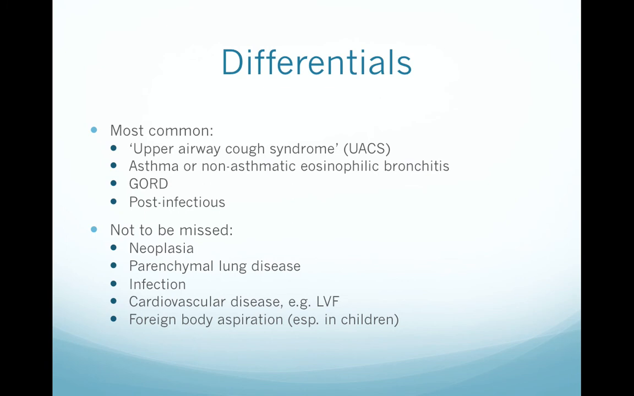Parenchymal lung disease refers to COAD, interstitial fibrosis, bronchiectasis and sarcoidosis, and some infections not to be missed include TB and a lung abscess.